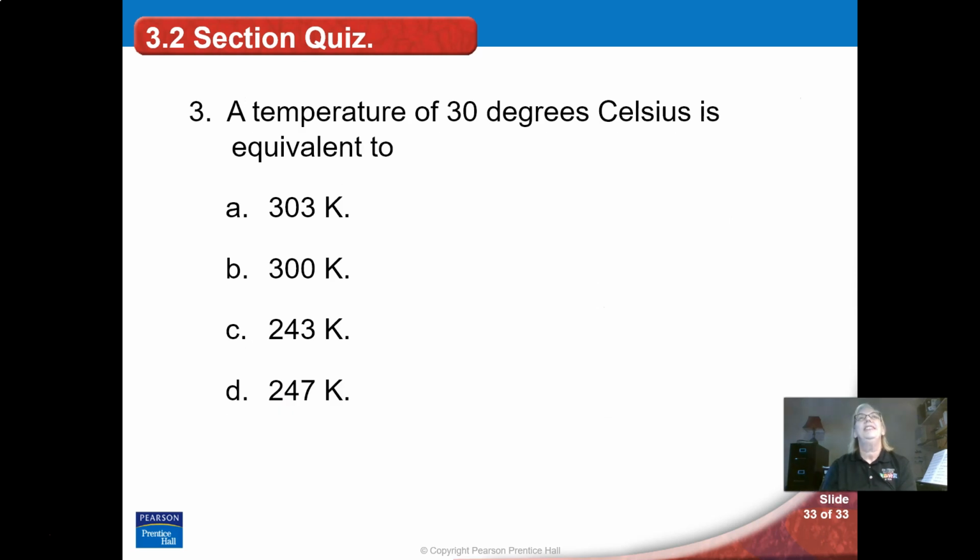Okay, last question. If you have 30 degrees in Celsius, what's it going to be in K? So how do you do that? Do you remember? You're going to add 273 to that 30. So what would you get? Yay, you get 3 of 3.